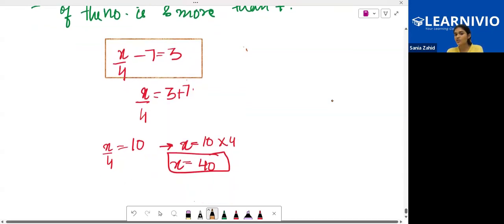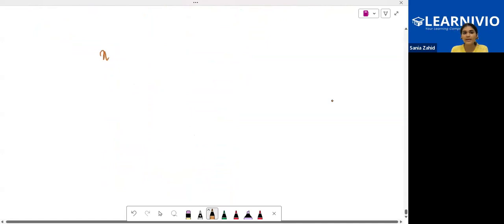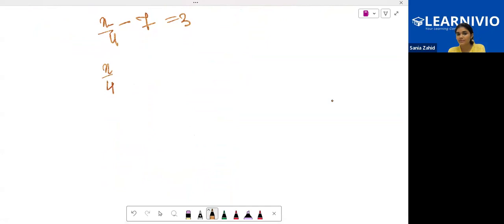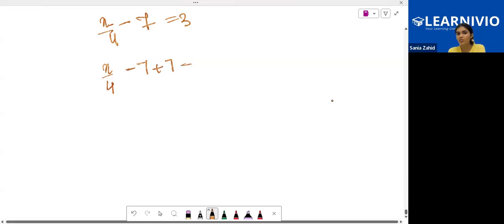Now, how will you solve the equation? One method is the transposing method that you already know. We've already studied it. But now I'll be talking about the other method. So x by 4 minus 7 gives me 3. What is happening to 7? 7 is being subtracted, right? Yes. So what you will do is add 7 here, right? Plus 7. And if you have written plus 7 over here, then you will write plus 7 over here as well, right?